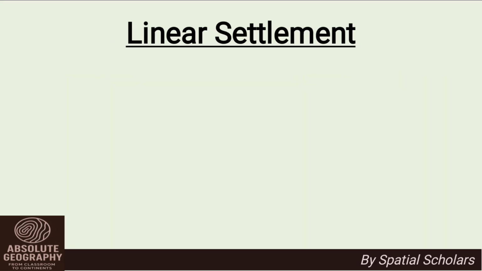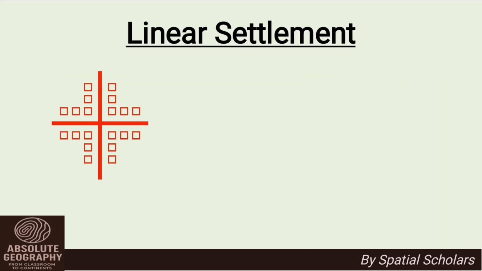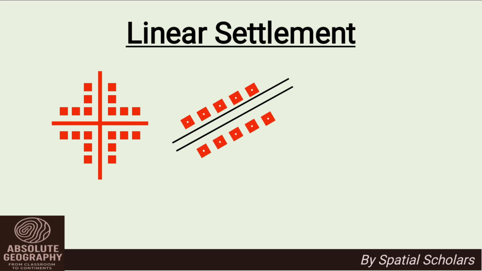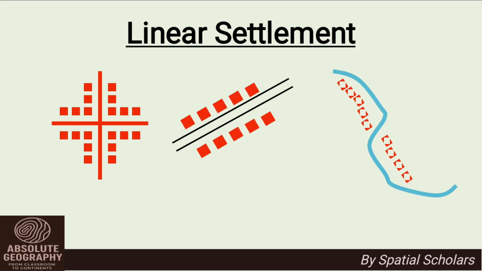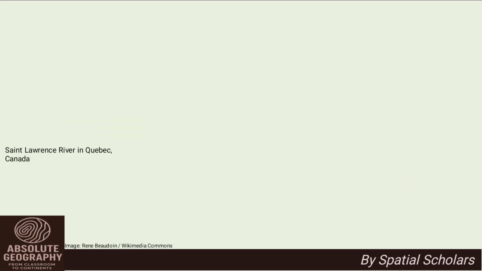First one is linear pattern. As the name suggests, the houses are arranged in a line. They usually develop along roads, rivers, canals, or railway lines. This pattern basically follows a physical or a transport feature.